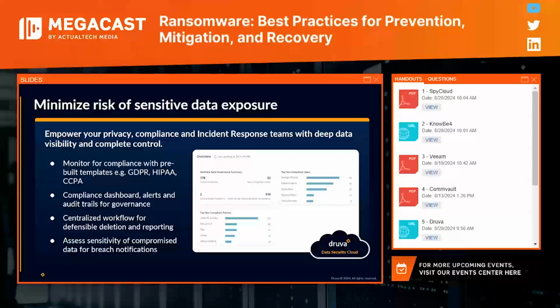With Druva's sensitive data governance, we're empowering organizations with enhanced visibility, consistent policy enforcement, and proactive risk mitigation to help navigate data governance confidently. The solution helps organizations monitor, track, and notify users of data compliance risks.